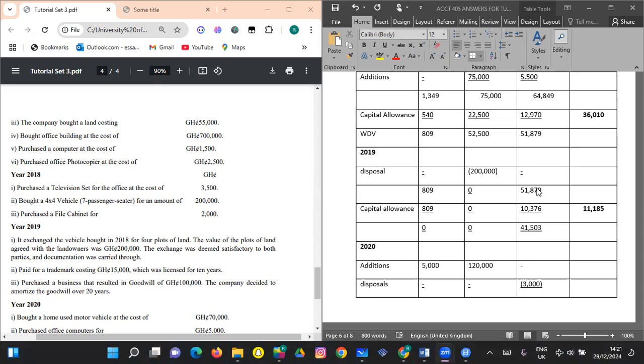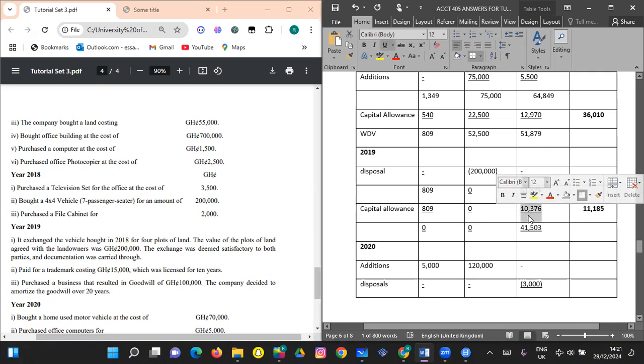And also for pool 3, we didn't really do anything sort of pool 3. So we continue with the same 20% on the written down value. So 20% of this is giving us this, right? So once we subtract the capital allowance from the written down value here, we are going to get a new written down value, right? So that's it here.